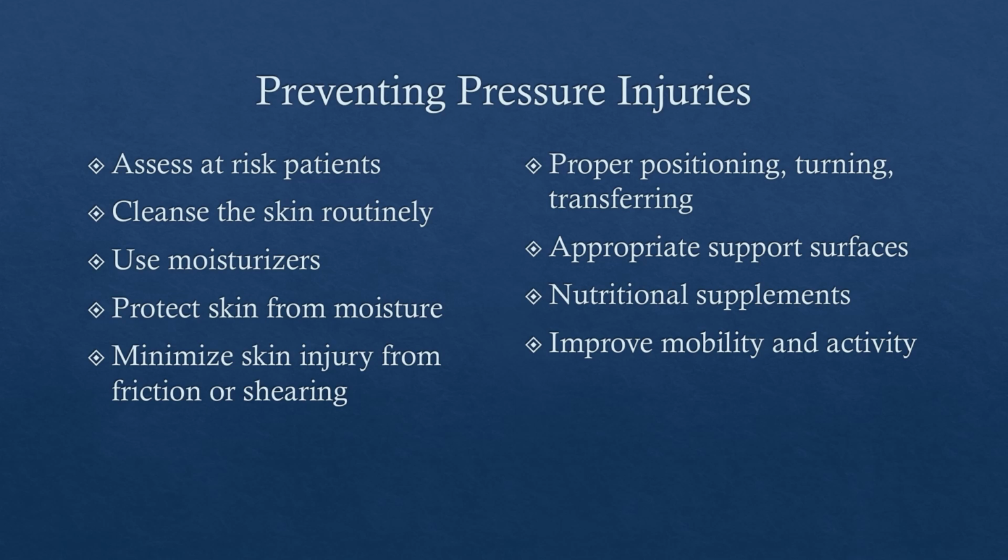We want to make sure our patients have clean, moisturized skin. If they have moisture issues with their skin, like incontinence, using a skin protectant to create a barrier between the skin and moisture will help. We also want to minimize friction and shear by using proper positioning, turning, and transferring techniques. We want to use appropriate pressure relieving surfaces and ensure proper nutrition. We also want to get these patients moving as quickly as possible, even consulting PT and OT for help.